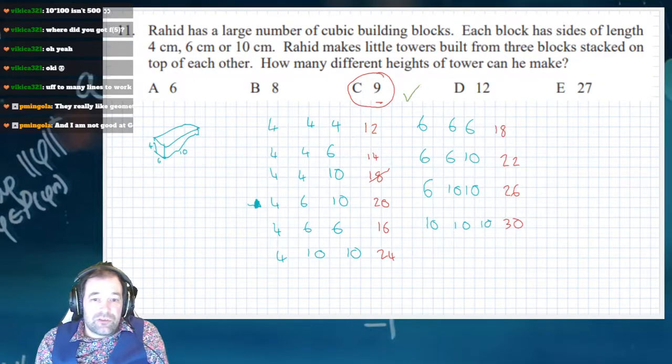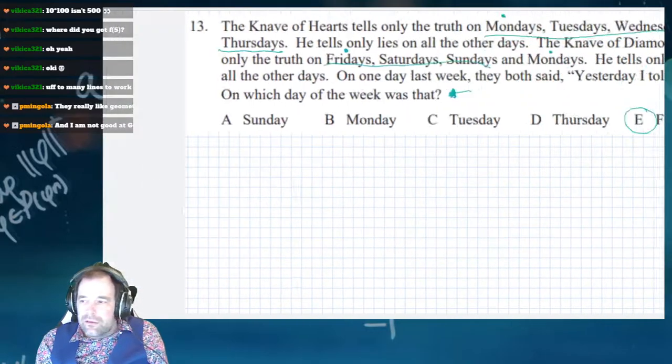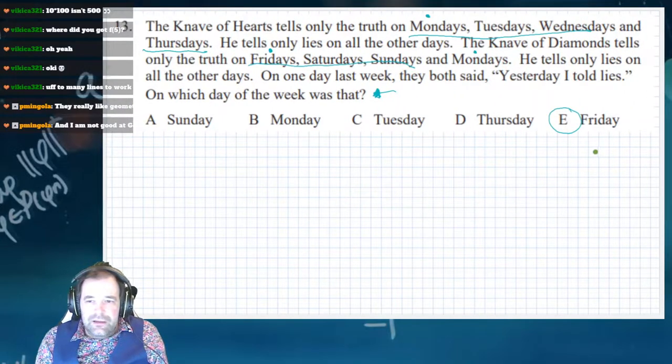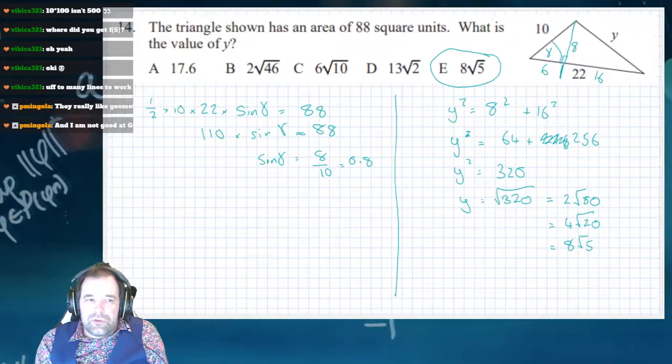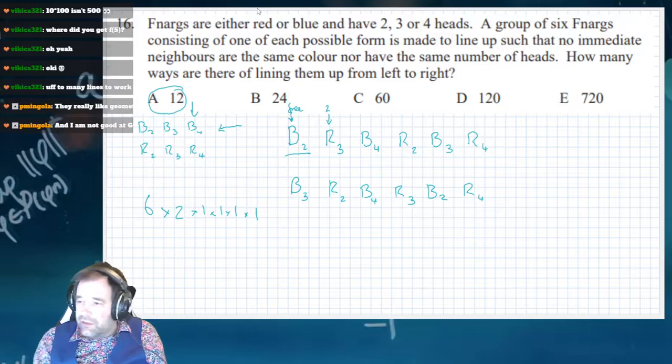11 was C. So I would have got this wrong if it wasn't for someone in chat, Ethan, was it? Ewan, who told me what to do here. So I would have got that wrong, but we got that right as a group. 12 was A. 13 was E. 14 was also E. And 15 was C. So for the easy side of the paper, we got full marks. Let's have a look at the rest of it.